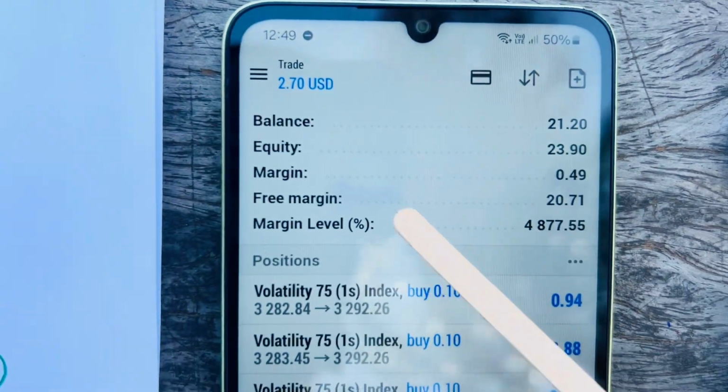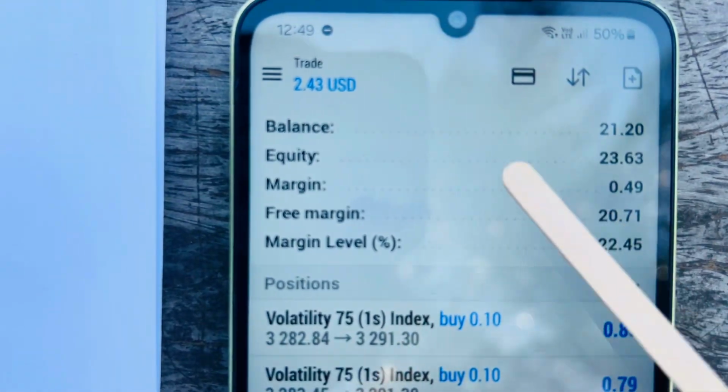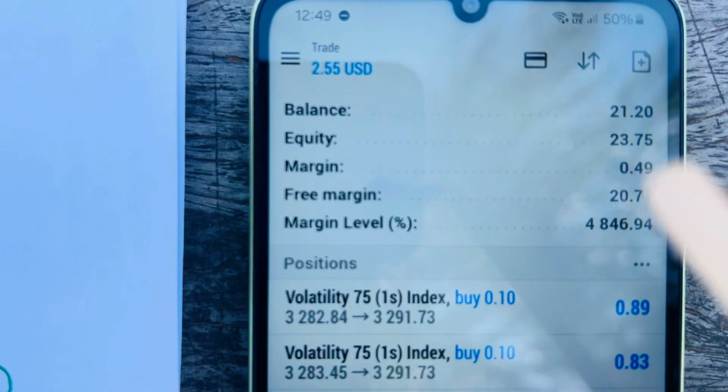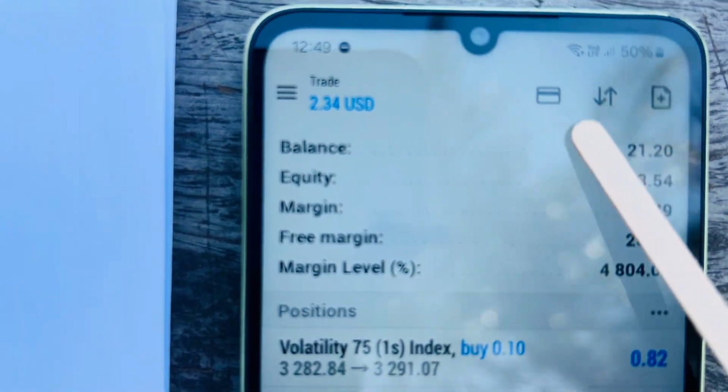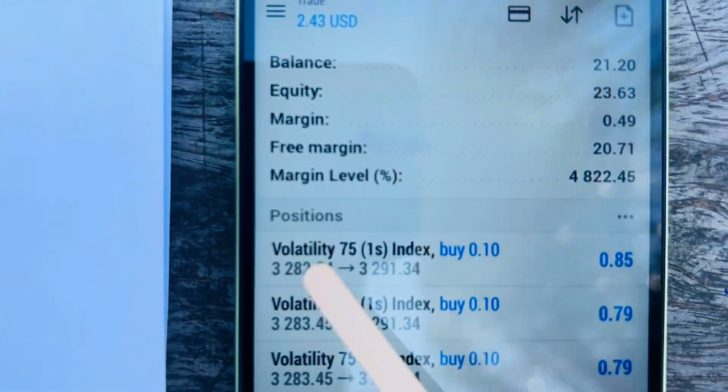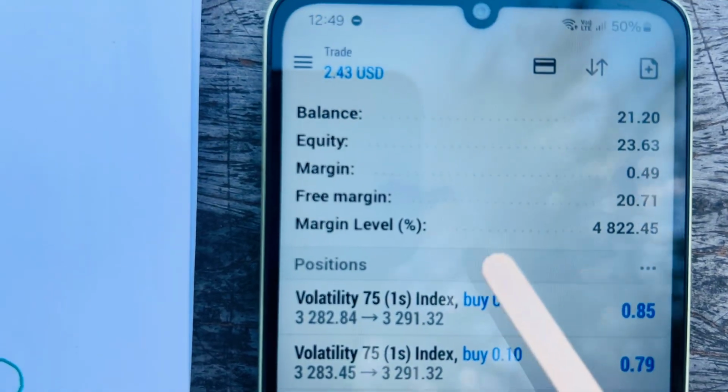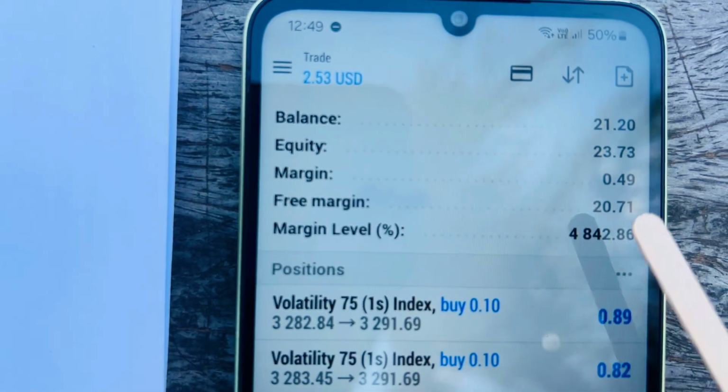Scammers will do whatever they can to show you that they're making money in Forex. But I want you to pay attention to these tips that I will share with you. Now, you have this icon here. This is MetaTrader 5. We're trading Volatility 75 (1s), and you look at the margin here, it's not moving.